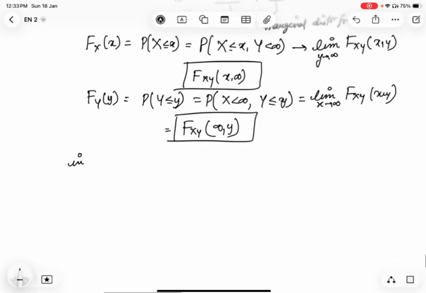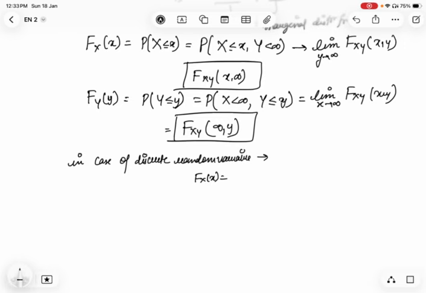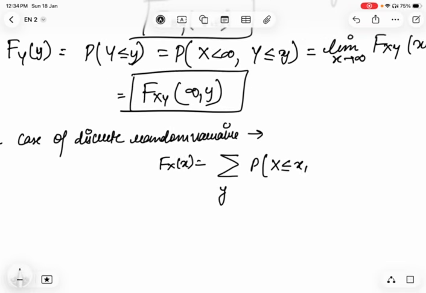Now, in the case of discrete random variables, how will you write it? In the case of discrete random variables, Fx is equal to the sum over all y of the probability of X less than x and Y equal to y, or Fy is equal to the sum over all x of the probability of X equal to x and Y less than y.